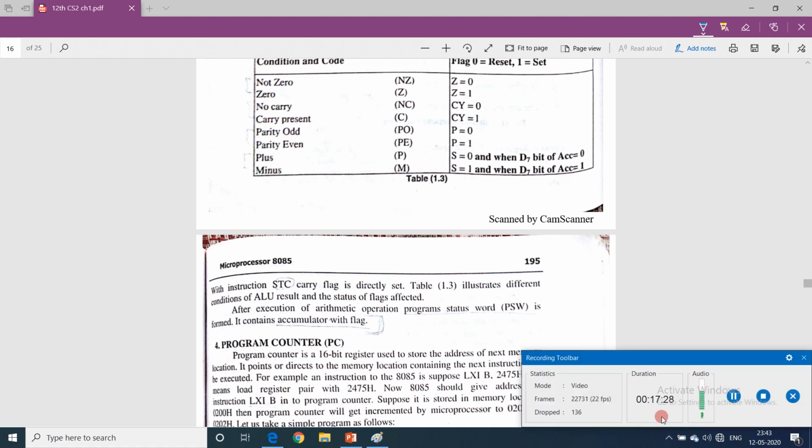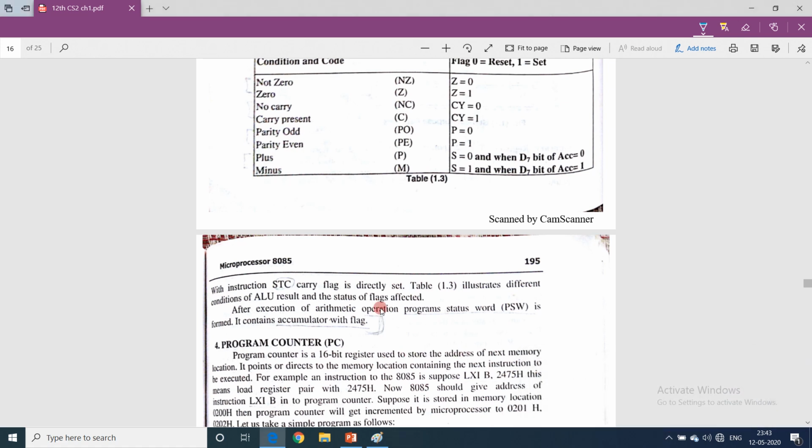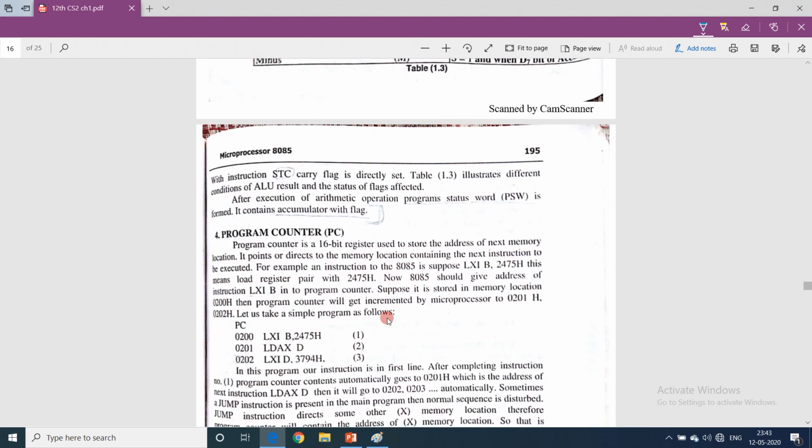The next topic is the program counter. I had already explained program counter and stack pointer in one of the videos, so there is no point in explaining it here. I'll just recap: the program counter is a 16-bit register which is used to store the address of the next instruction to be executed.